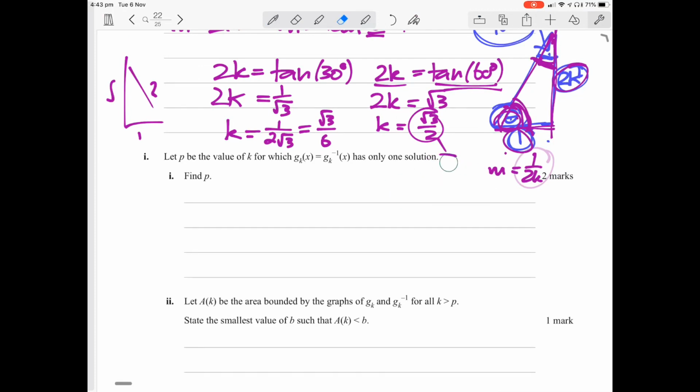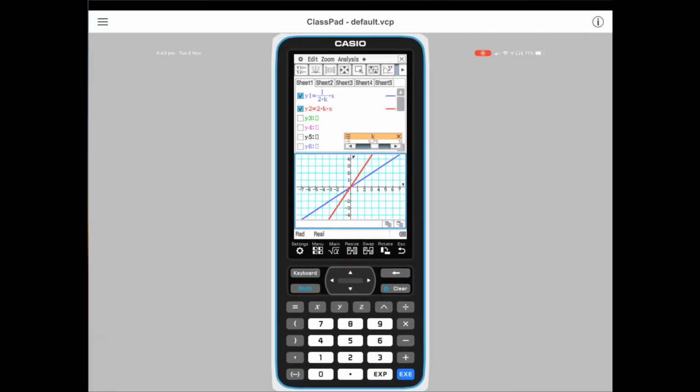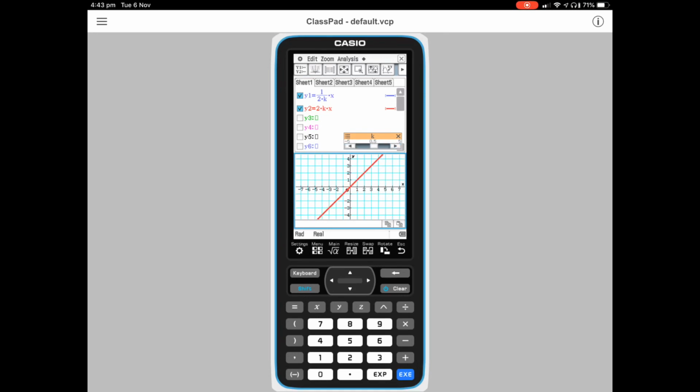Okay, now how does that work here? It says find the value of k for which g_k(x) and g_k inverse of x has only one solution. Find the value of p. So p is the value for k. Now, if you think about it, when the angle between them was 0, there's only going to be one tangent. How can we graph this?